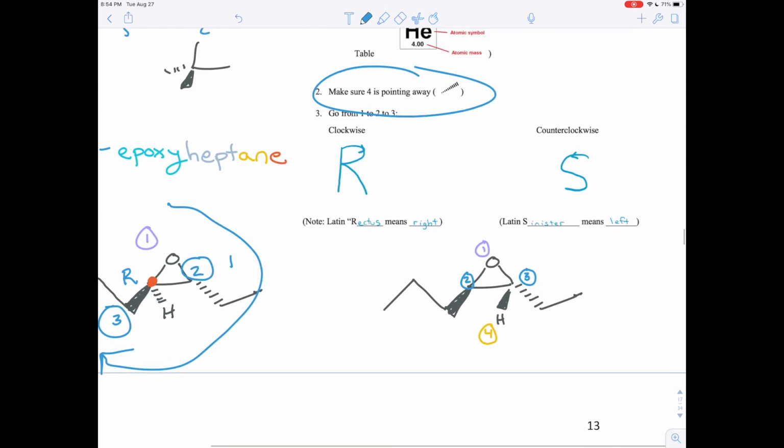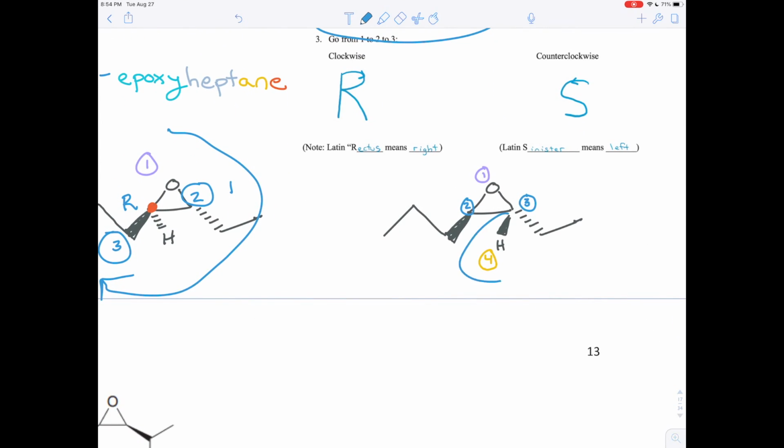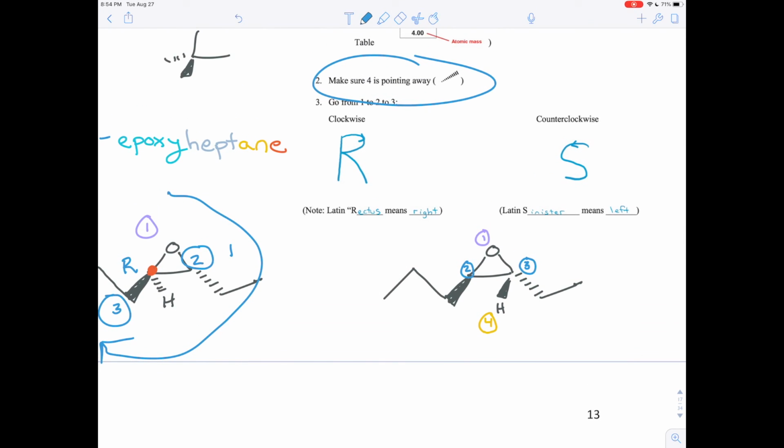Next step, we want to make sure 4 is pointing away. Is 4 pointing away? We've been lucky up to this point. Oh no, 4 is not pointing away. So what we have to do is keep that in the back of our mind. If 4 is pointing out at you, when we go from 1 to 2 to 3, you'll either get R or S.